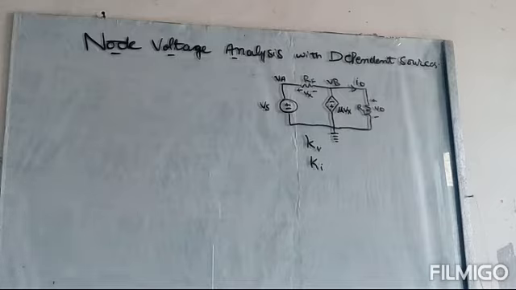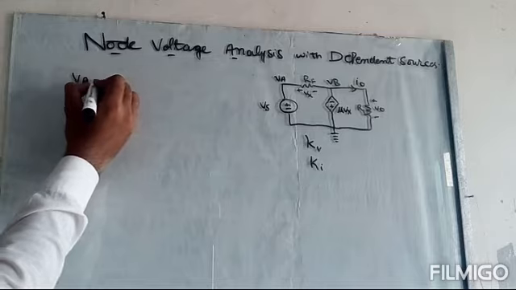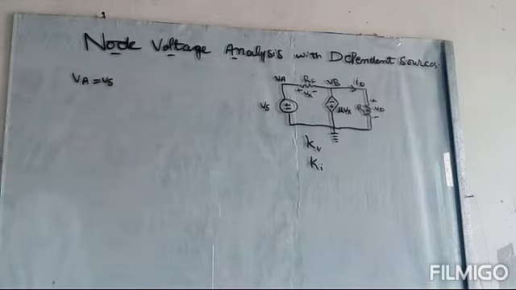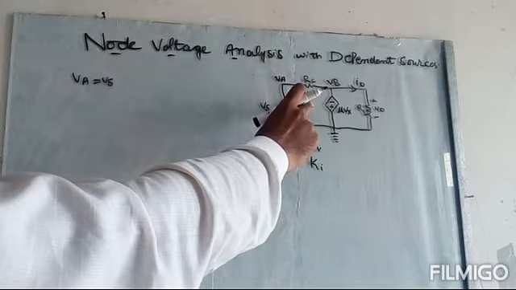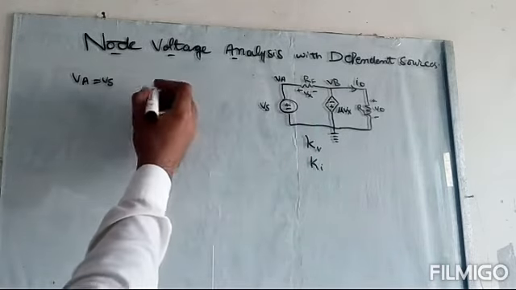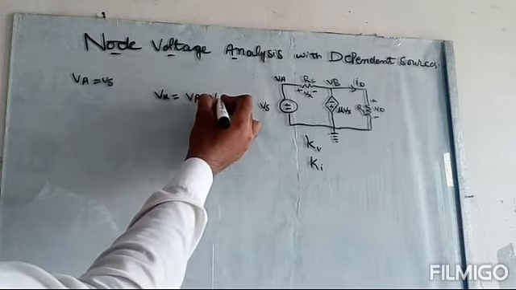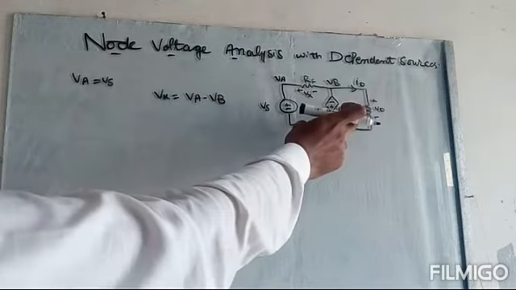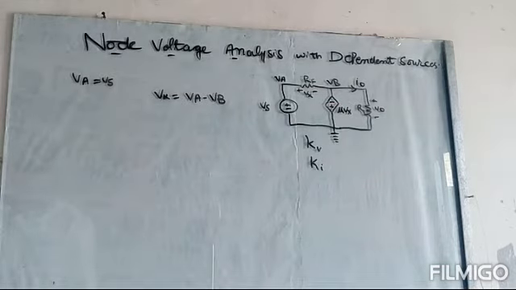Va is directly connected with the voltage source, so Va will be equal to Vs, and Vb. We need this voltage Vx, so Vx is equal to Va minus Vb. Vb is directly equal to the voltage source, minus mu Vx.